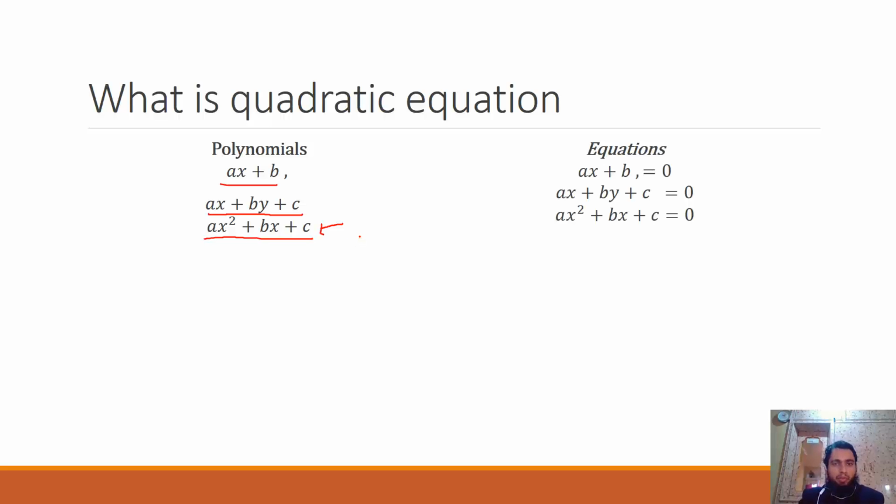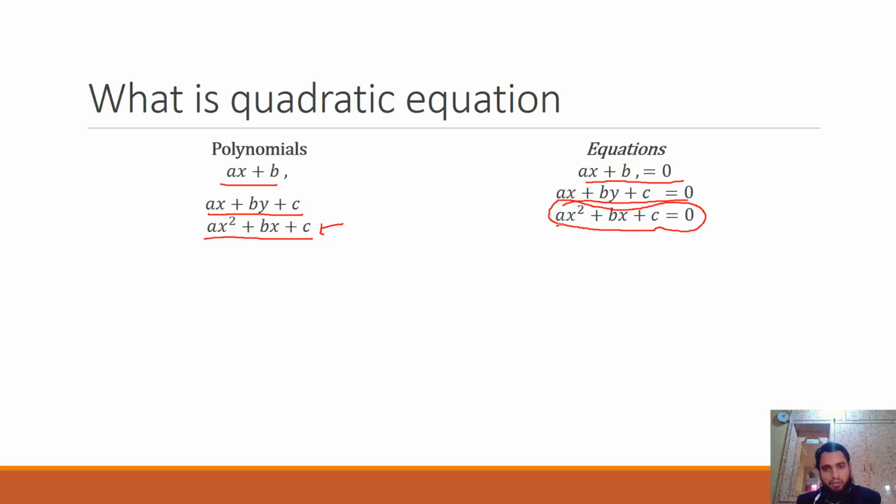So when we equate this polynomial to 0, we get the quadratic equation. See this one, ax plus b was a polynomial. When we equated it to 0, we get the linear equation, which we know as a linear equation. Similarly, ax plus by plus c, equating it to 0, we get the linear equation in two variables. And now the final one, the quadratic polynomial. When we equate it to 0, we get the quadratic equation.